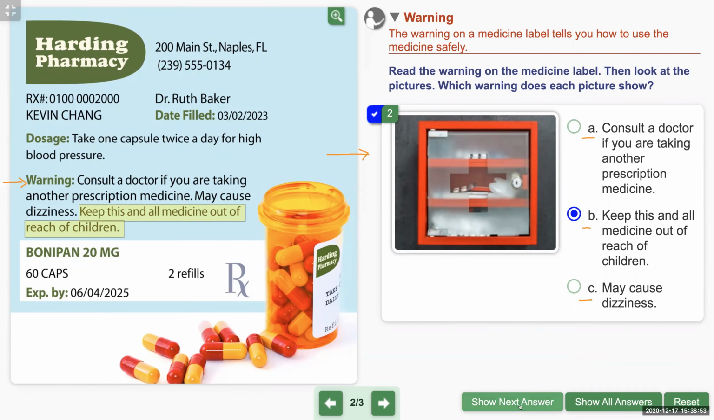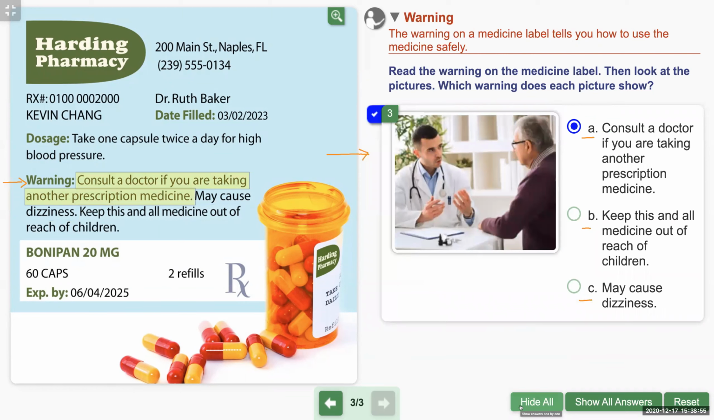Okay, we're going to do the last one. And I'm sorry, I put A already. I didn't give you a chance. So this picture is a doctor. It's a patient. Our answer should have been consult a doctor if you are taking another prescription medicine. Remember, it's always important to let your doctor know what other medication you are taking. So let's go ahead and move on to the next activity.